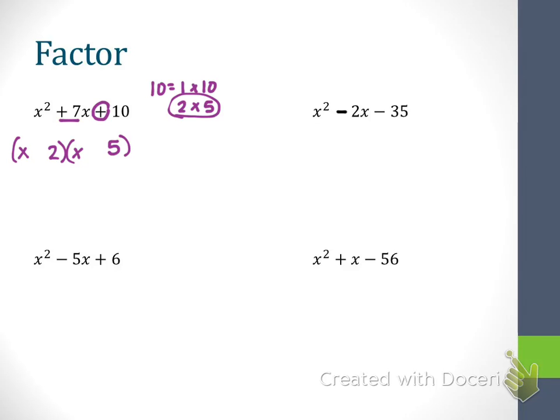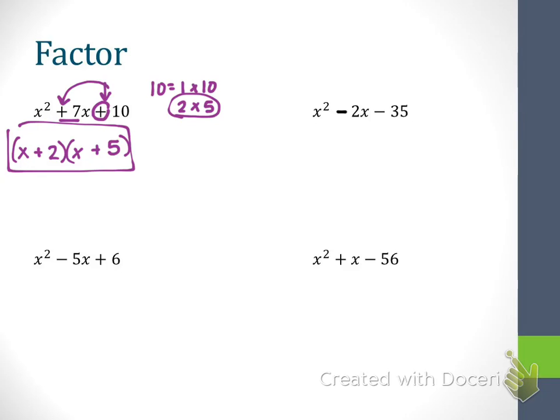Now, what are my signs going to be? Positive and positive. I know because this sign right here, if it's a plus, they've either got to be plus and plus or minus and minus. And I look at this sign to tell me. Here's a good way to check your answer. 2 plus 5 is what? Is this a positive 7 right here? Yes, you know you did it right. Okay?